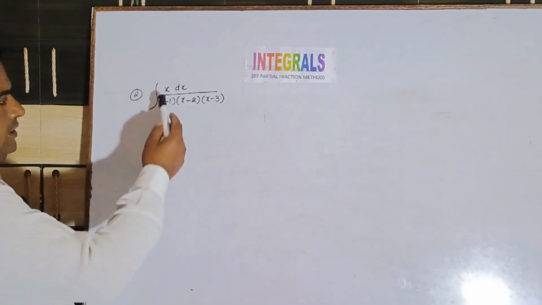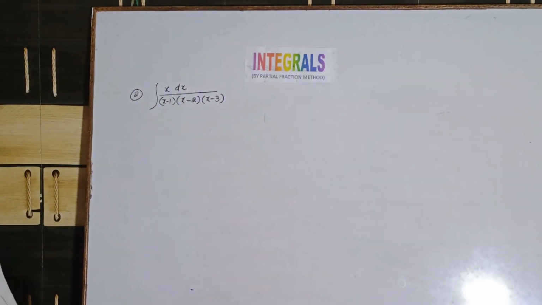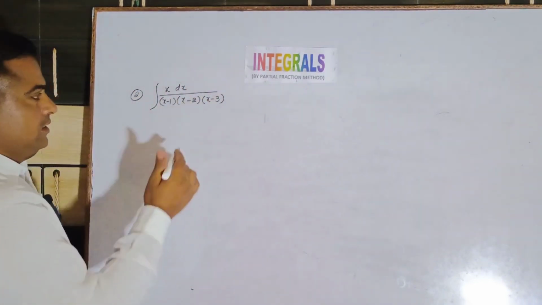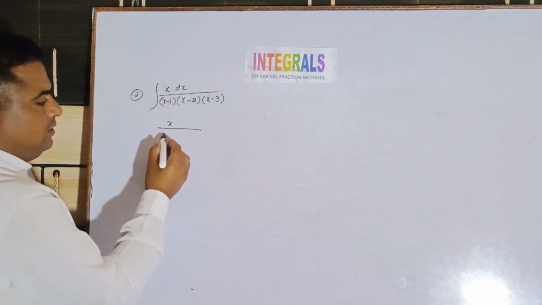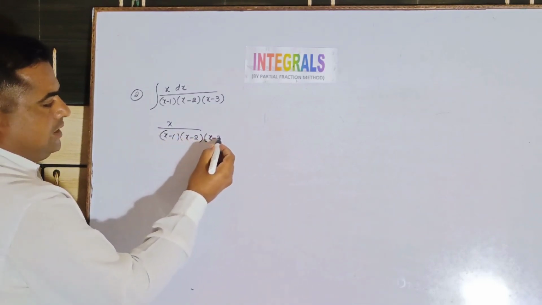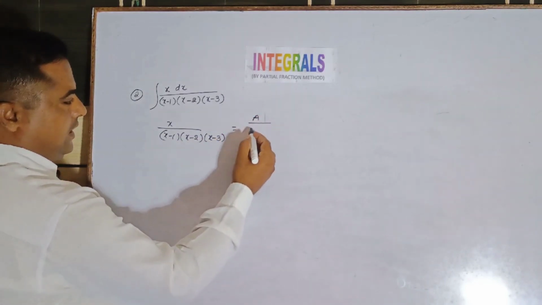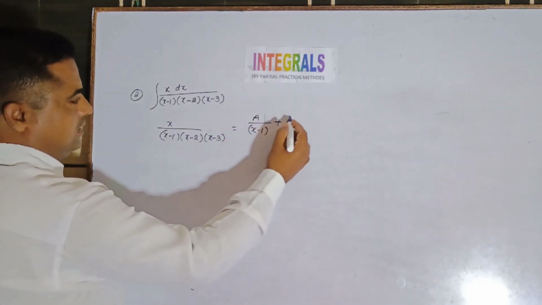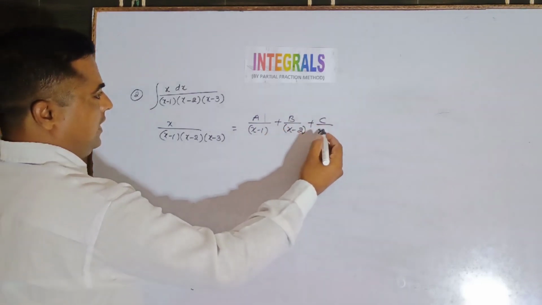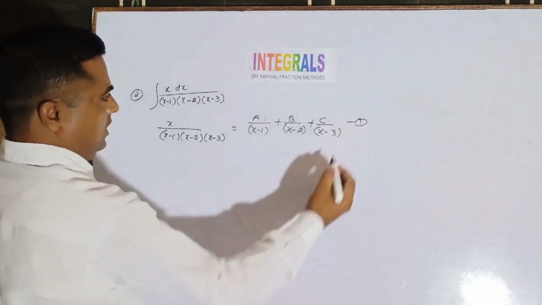Students, now our question is integral x upon (x minus 1)(x minus 2)(x minus 3). Now we will break this fraction in three fractions. We can write here x upon (x minus 1)(x minus 2)(x minus 3) is equals to A over x minus 1 plus B over x minus 2 plus C over x minus 3, correct? Let this be equation number 1.